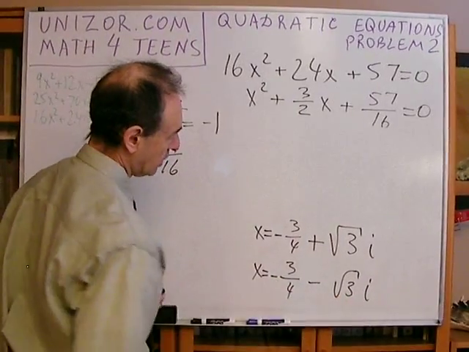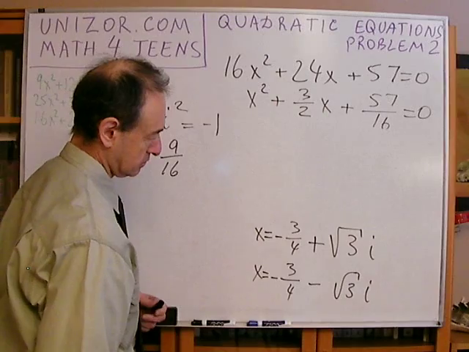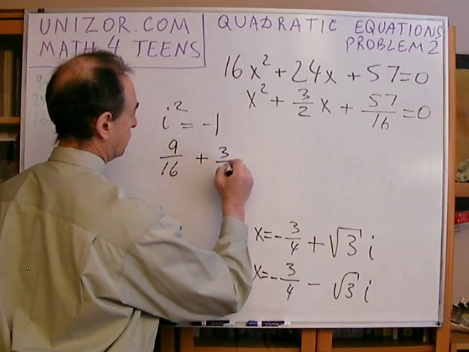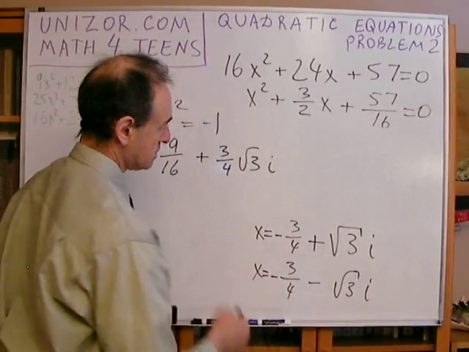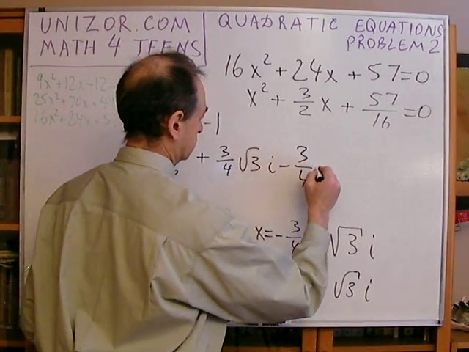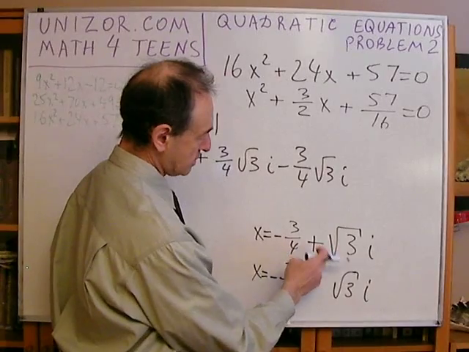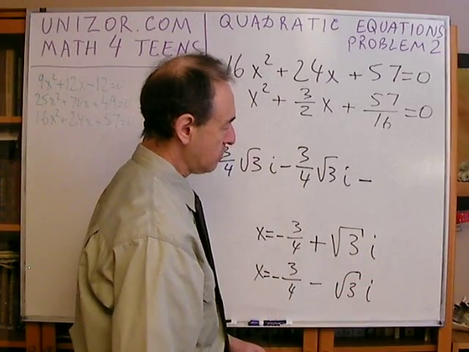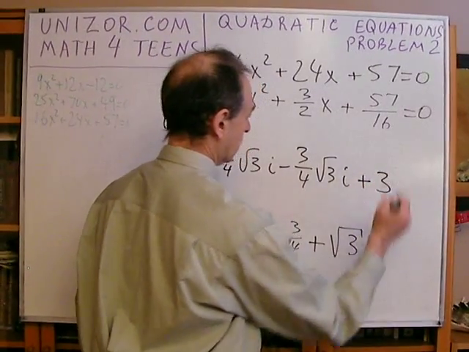This times this will give you 3/4 and square root of 3. It will be plus 3/4 square root of 3i. Now this times this, it's minus 3/4 square root of 3i. And then this times this, first of all, there is a minus here. But then there is the i squared, which is minus 1. So it will be plus. And square root times square root will be just plain 3.